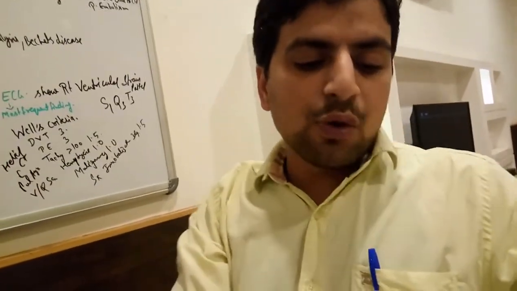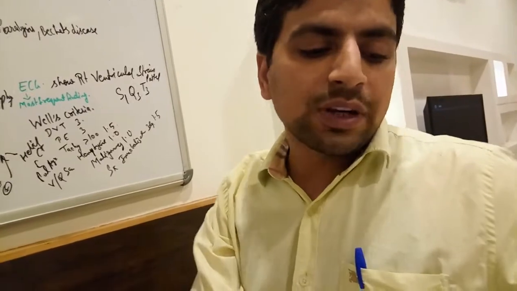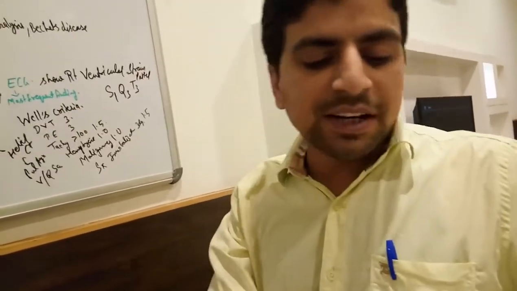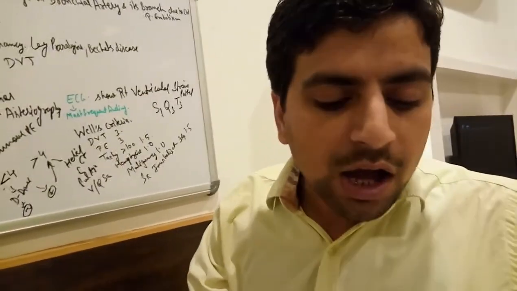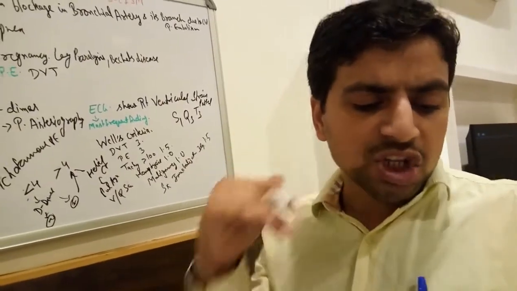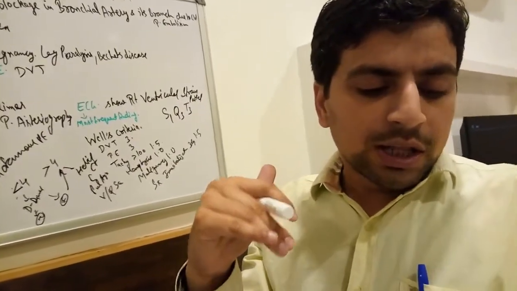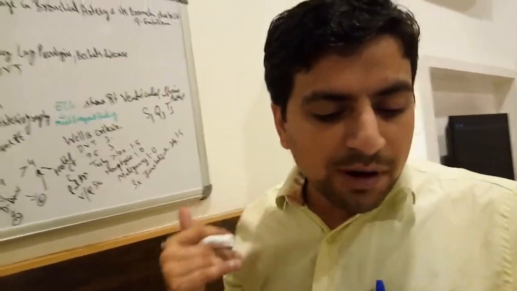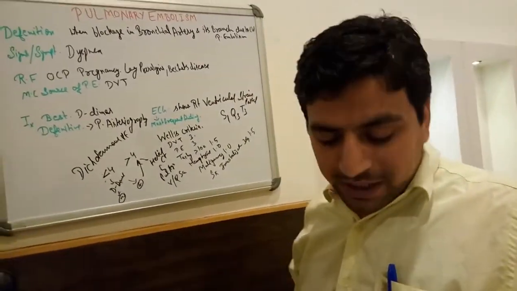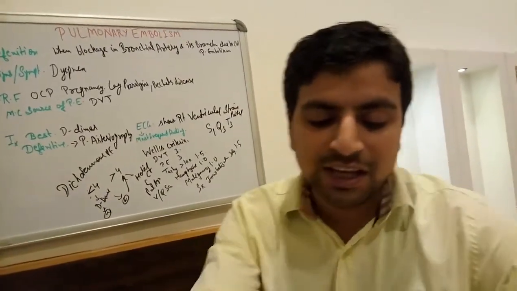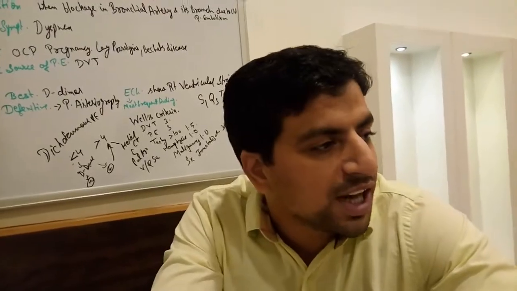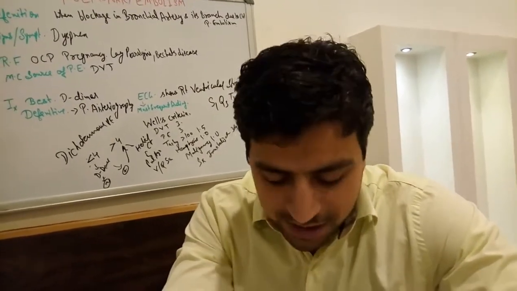A 20-year-old male presents with acute onset of respiratory distress and tachypnea. His blood pressure is 90/60. Loud P2 is present. True about his condition. So, my dear friends, very easy. We need to do D-dimer assay. Yes, we need to do D-dimer assay.